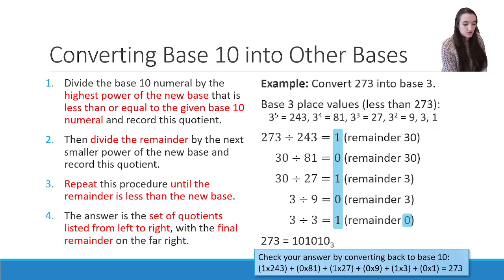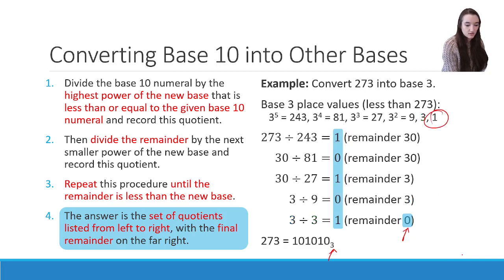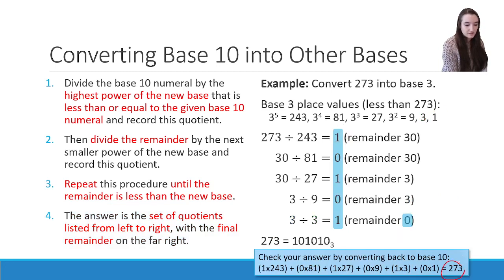And then, of course, we want to check our answer by actually converting back into base 10. So that'll be 1 times the 243 plus 0 times 81 plus 1 times 27 plus 0 times 9 plus 1 times 3 plus 0 times 1. All together, we get this, and it does, in fact, equal 273, which is what we're hoping for. So that tells us we did it correctly.